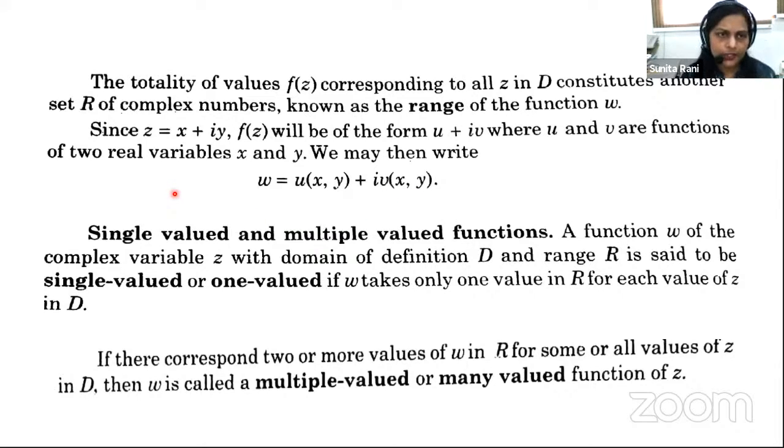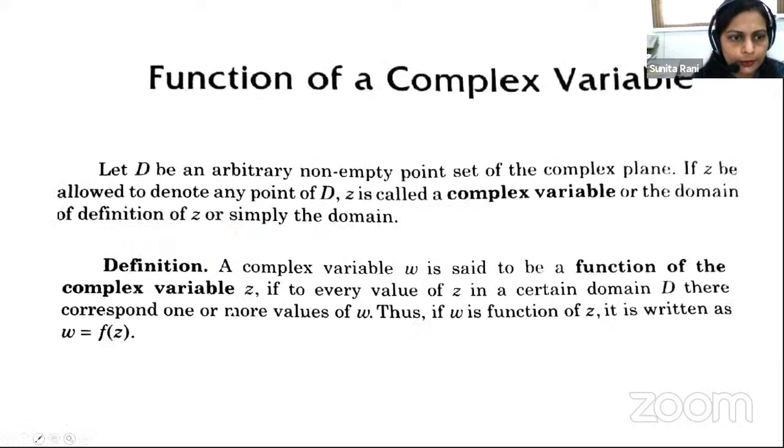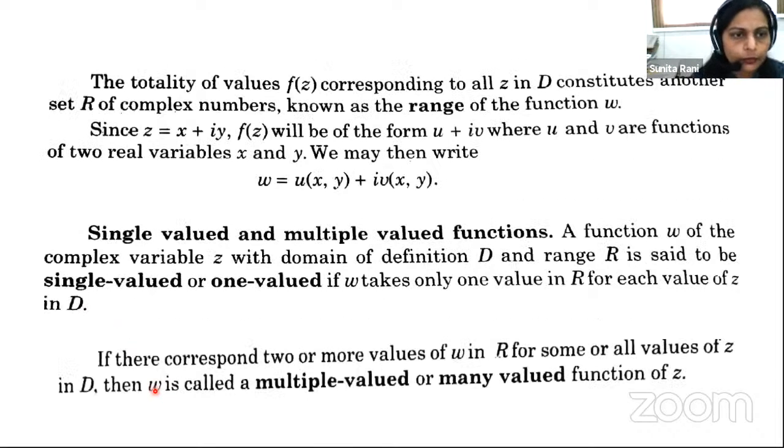Next, some definitions: single valued and multi-valued functions. w is equal to f(z) is a function. How will you define a single valued and multi-valued function? When is w single valued? If for every value of z in D, w equals f(z) has one and only one value, then we can say the function is single valued. w takes only one value for each value of z in D. We can say the function w is single valued.